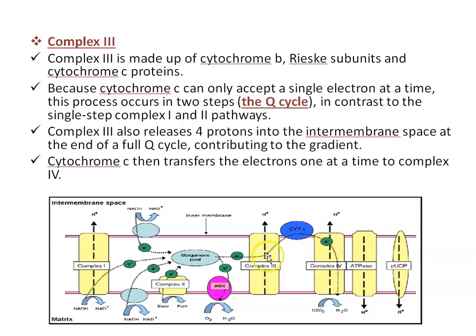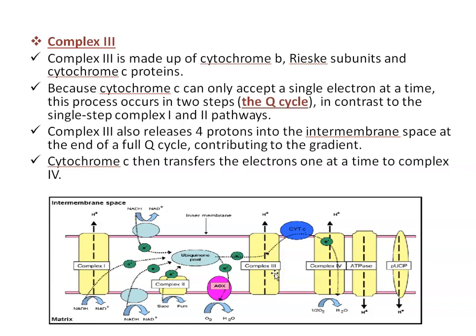Next is complex 3. This is also known as cytochrome C reductase. It is made up of cytochrome B, Rieske subunits containing 2 iron sulfur clusters, and cytochrome C proteins. A cytochrome is a protein involved in electron transfer that contains a heme group, and heme groups alternate between ferrous and ferric states during the electron transfer. Because cytochrome C only accepts a single electron at a time, this process occurs in 2 steps, in the Q cycle. This 2-step process is called the Q cycle.